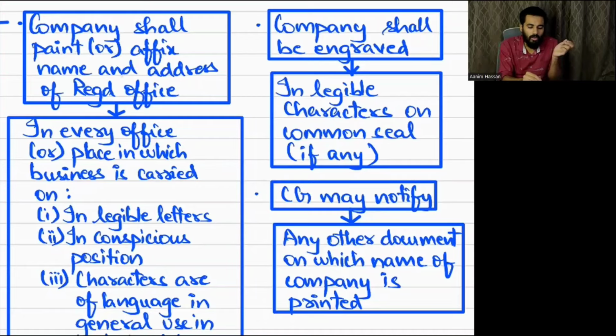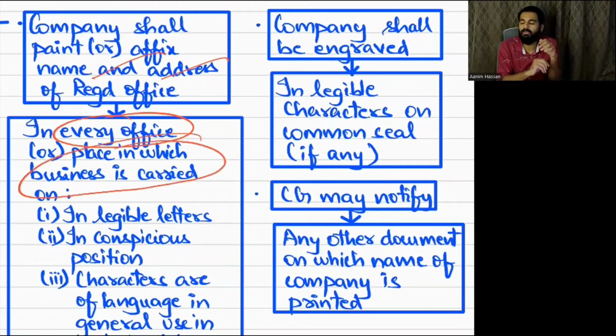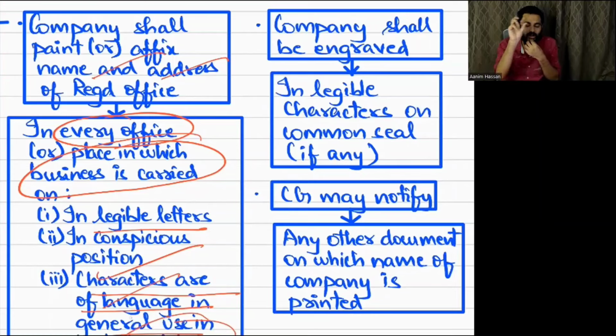Superb. First, the name and address of the registered office, which you have to mention in every office and every place in which business is carried on. It should be in legible letters, in a conspicuous position, and in characters of a language in general use. If the language is in general use in that locality, what they speak in that locality, mention that language too.